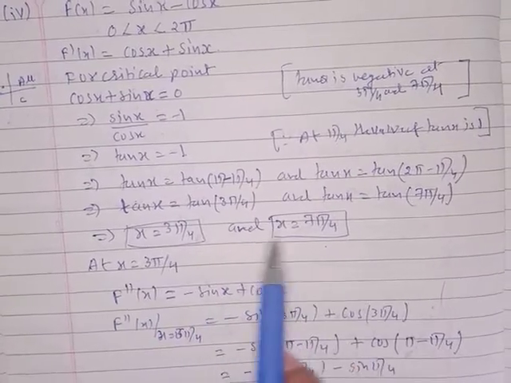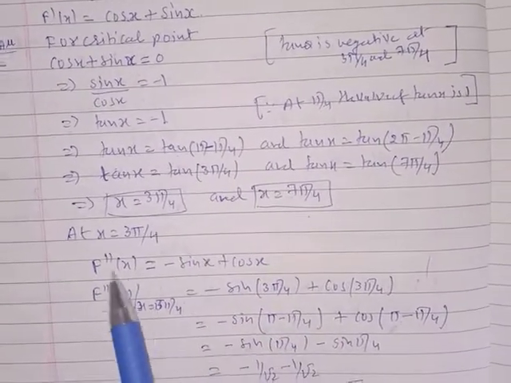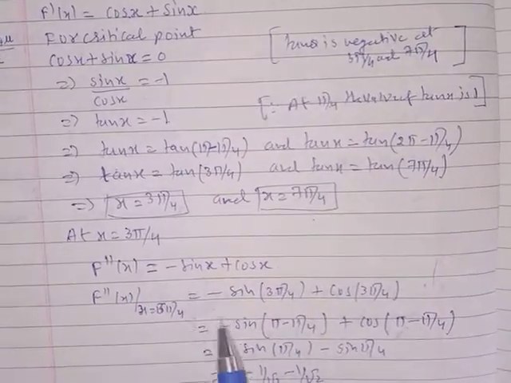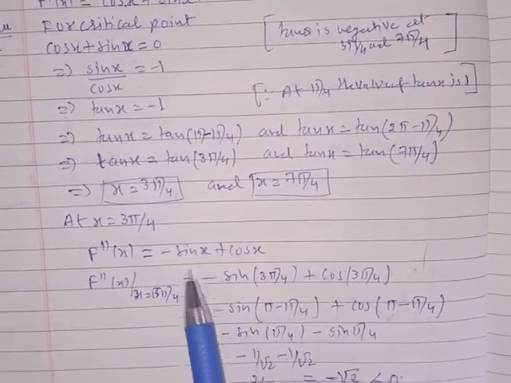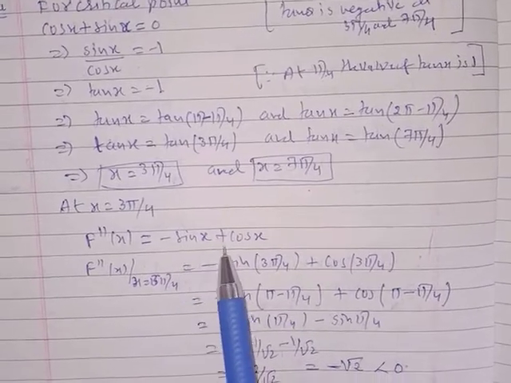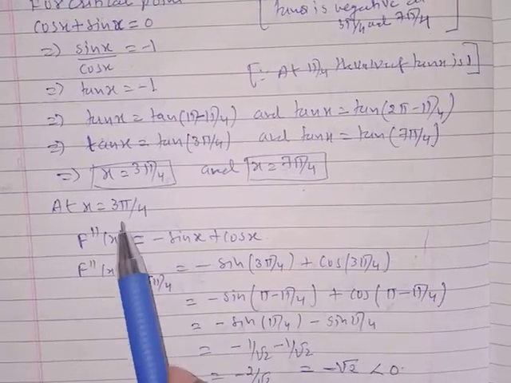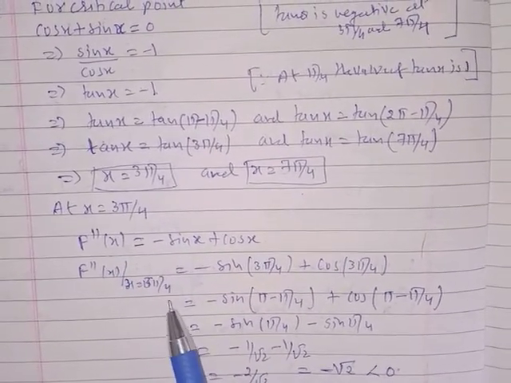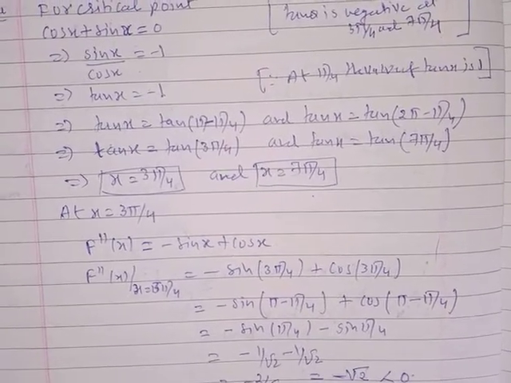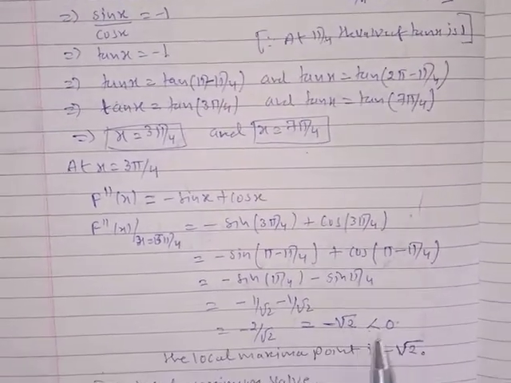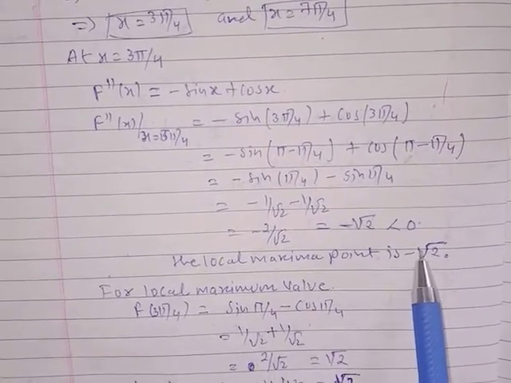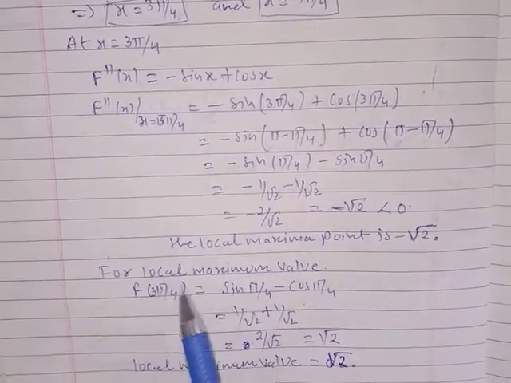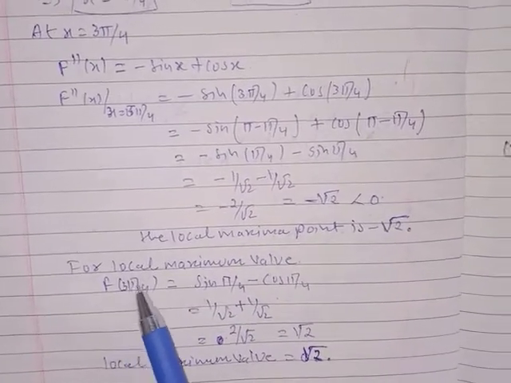This is a critical point you got. So now at x is equal to 3π/4, find f double dash of x. Double dash of x is minus sin x plus cos x. Substitute x is equal to 3π/4, and you will get a value minus root 2, which is less than 0. So this is a local maximum point, and the local maximum value is f of 3π/4.